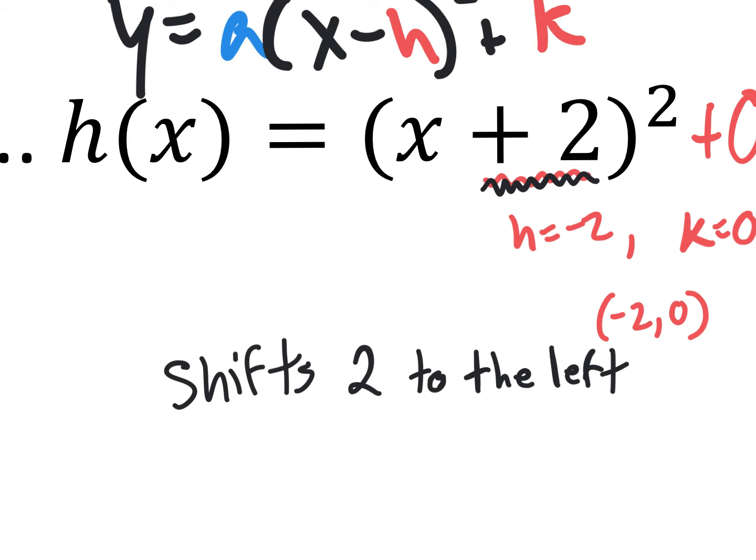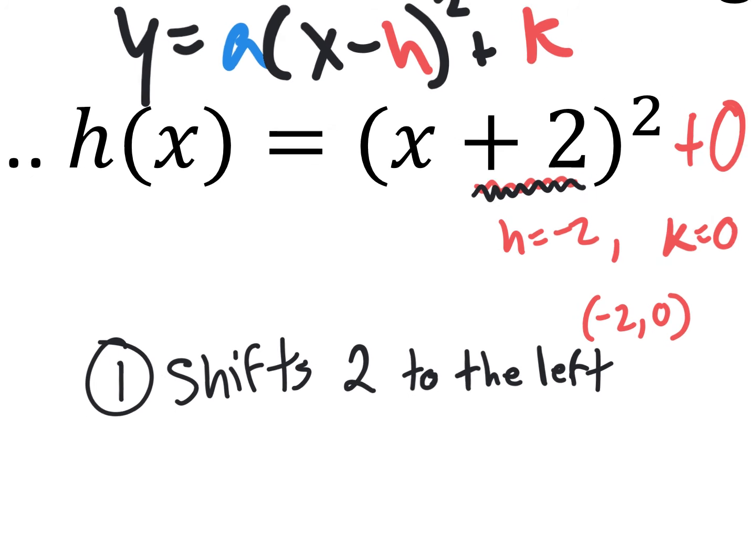Now, of course, if you would have had a +7 on the outside, you would say it shifts 2 to the left and up 7. If you had a -3 on the outside, it shifts 2 to the left and down 3. If you had a k value, but you don't have a k value, so you don't have to mention anything. So the only transformation that happens from the original parent graph to this new graph h of x is it shifts 2 to the left, okay?